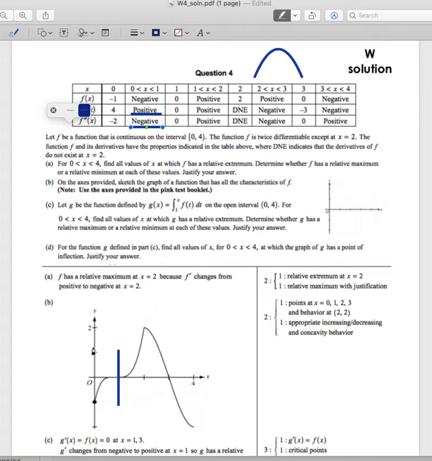So now I'm going to go from 1 to 2. So right in between here. What's going on?